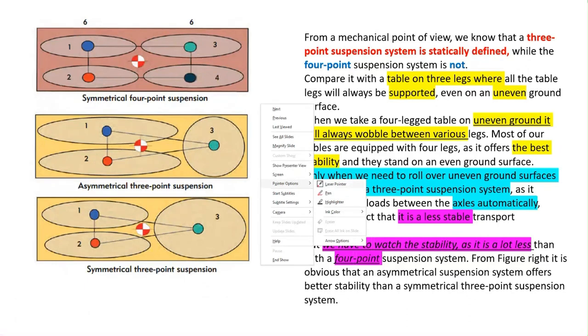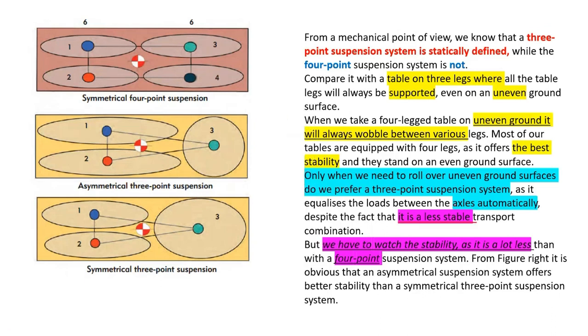From a stability point of view, three legs would be somewhat less stable, and a 4-point suspension would be stable. Only when we need to roll over uneven ground surface do we prefer the 3-point suspension system, as it equalizes the load between axles automatically. That means if the road is uneven, we prefer the 3-point suspension system because it will distribute the load automatically and equally.